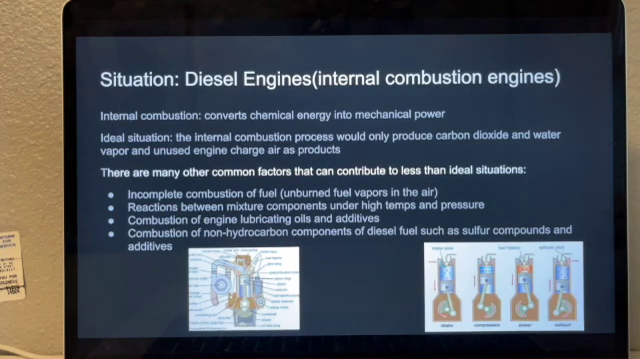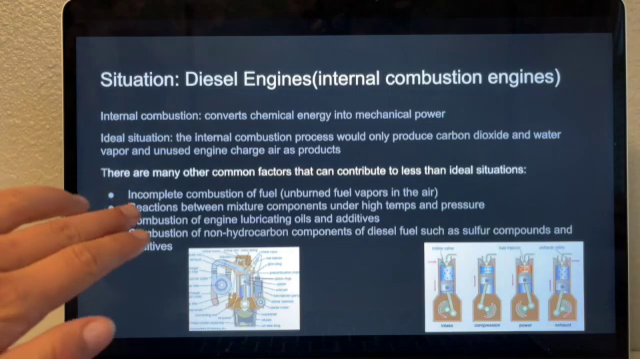This is where the engine converts chemical energy into mechanical power, using a mixture of fuel, diesel fuel, and oxygen. In a perfect world, the internal combustion process would only produce carbon dioxide, water vapor, and unused engine air as products. But this isn't always the case. There are many common factors that can contribute to less than ideal situations.